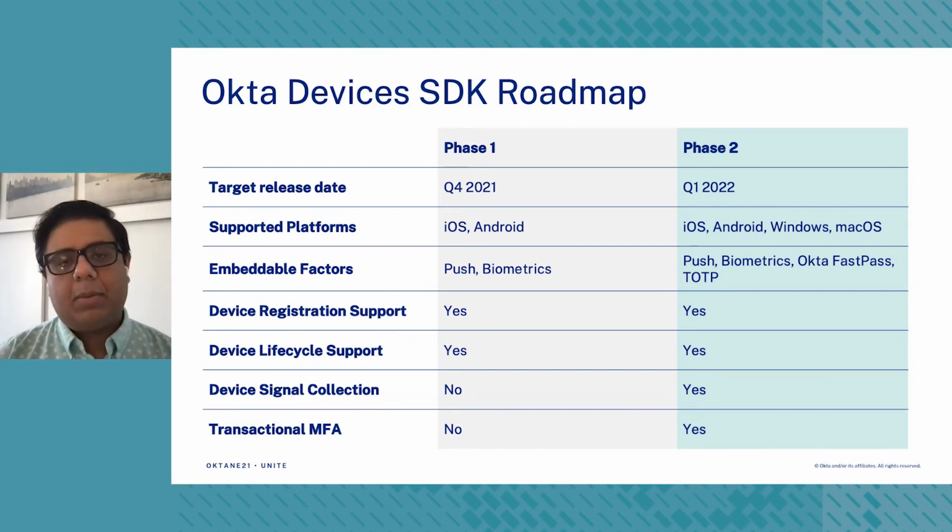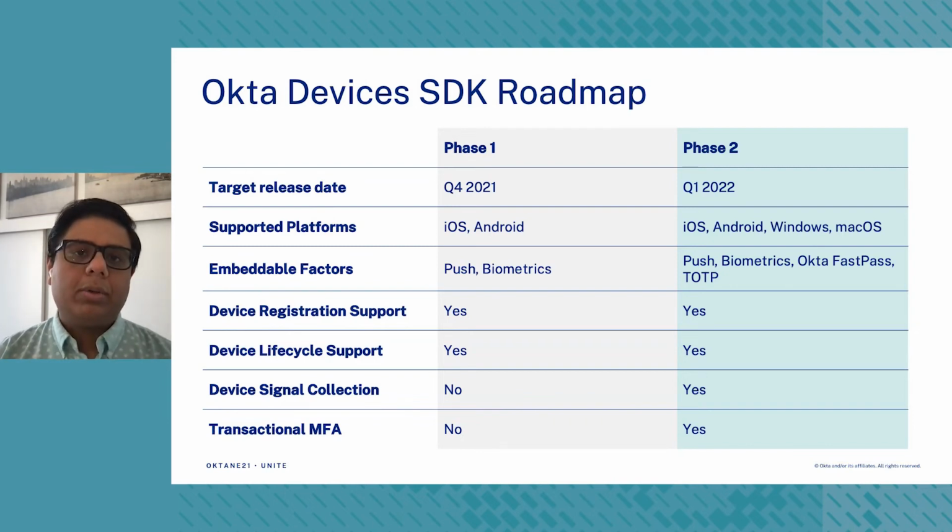With the second release coming early next year in Q1 of 2022, we're also releasing support for our Windows and Mac OS SDKs. This means you can now incorporate all of the great functionality from the Okta Devices SDK directly into your Windows or Mac OS apps. We're also releasing the Okta FastPass capability, so you can include Okta FastPass into your application, as well as time-based one-time password. So you can have those six-digit rotating codes directly hosted from your application as well.